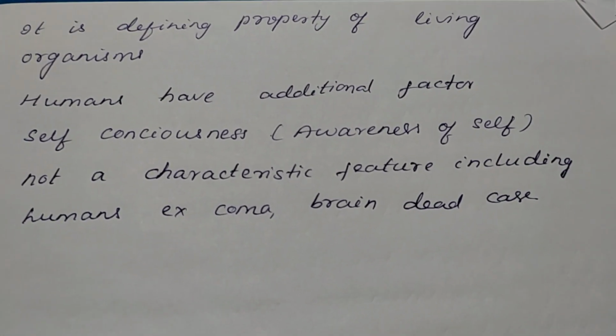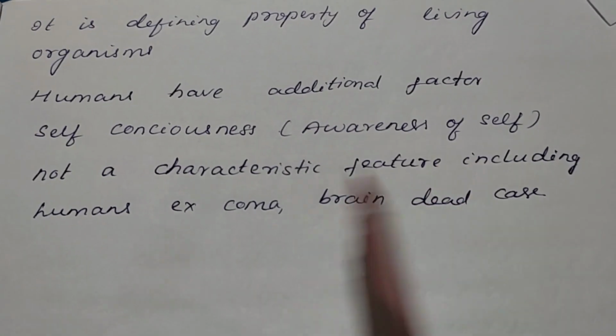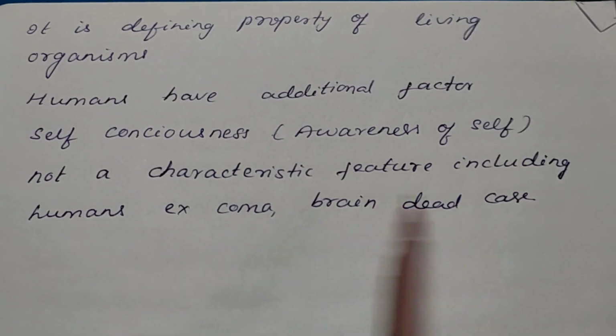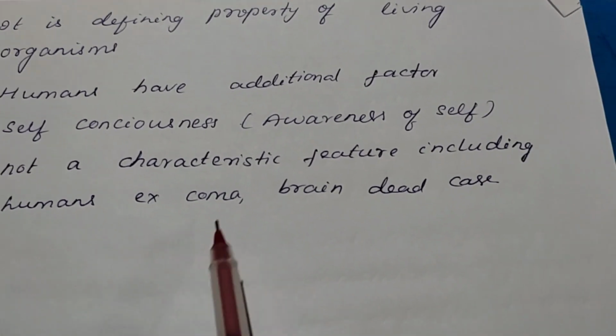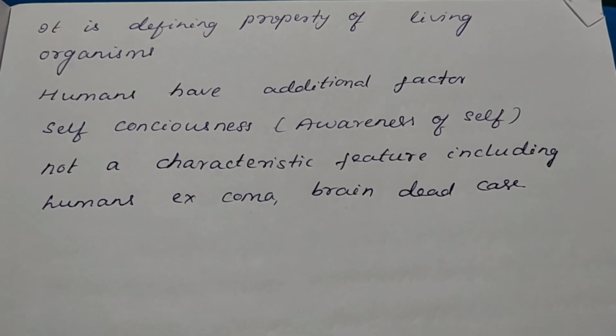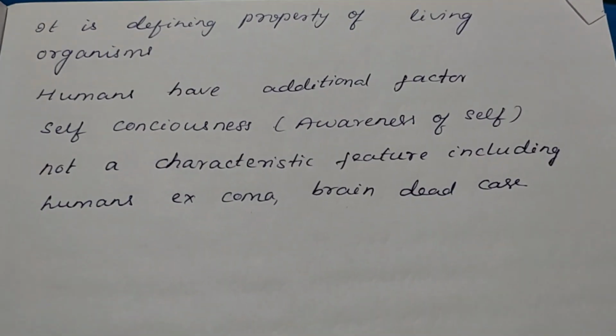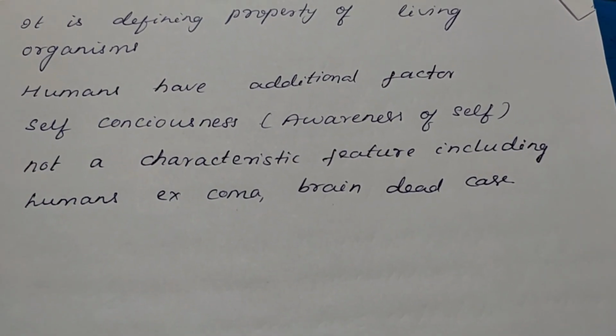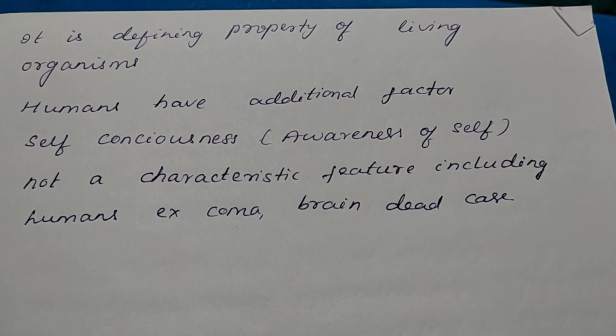Humans have an additional factor, self-consciousness, awareness of self. It is not a characteristic feature of all humans. Example, persons who are in a coma or brain dead do not show self-consciousness. They are not aware of themselves. So these are the defining and non-defining properties of living organisms.